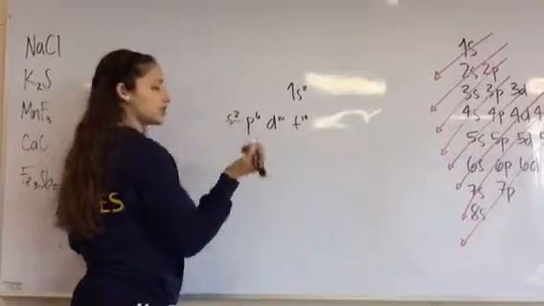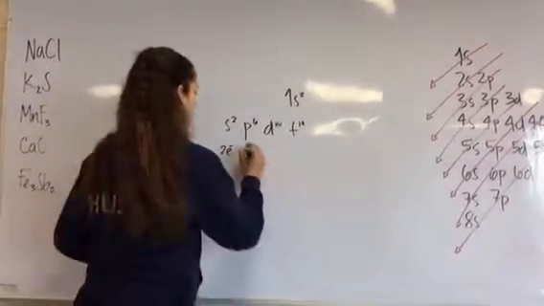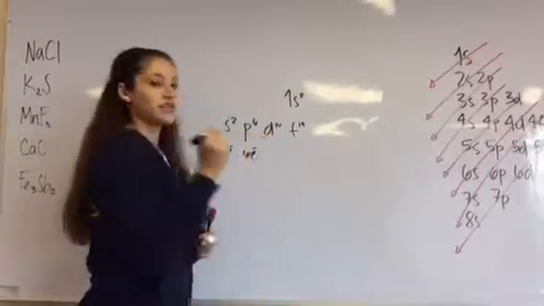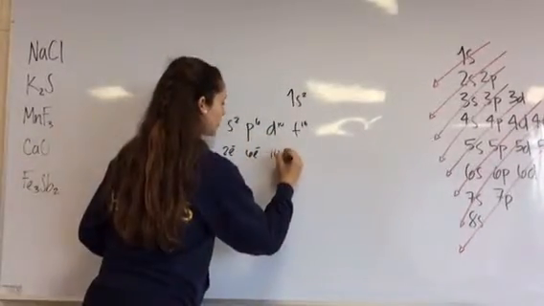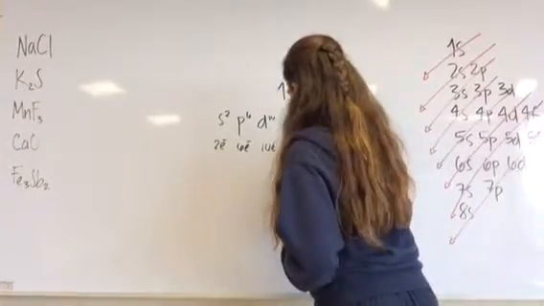So the S, which is for sphere, has 2 electrons. The P, which is for peer, has 6 electrons. The D, that is for derivation, has 10 electrons. And the F, which is for function, has 14 electrons.